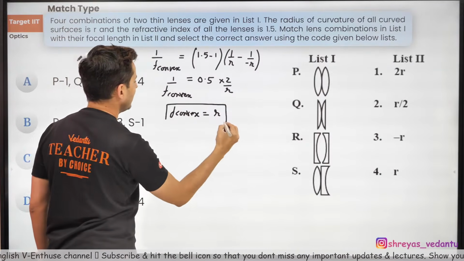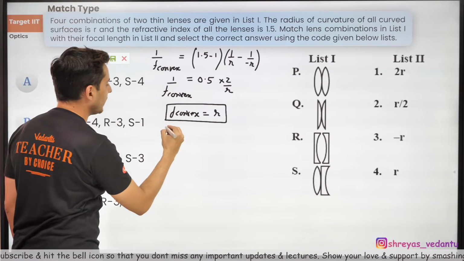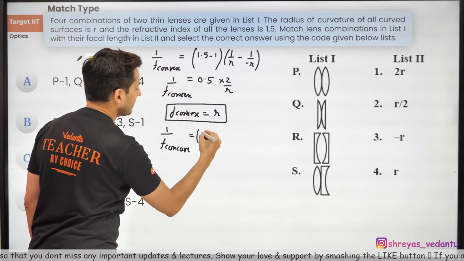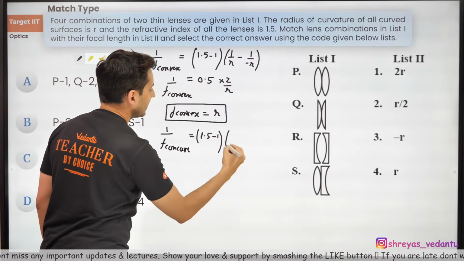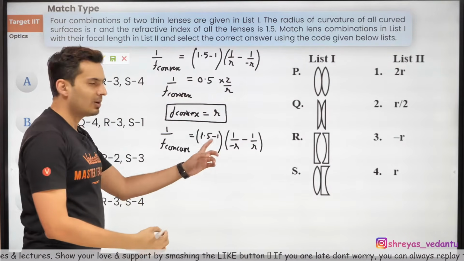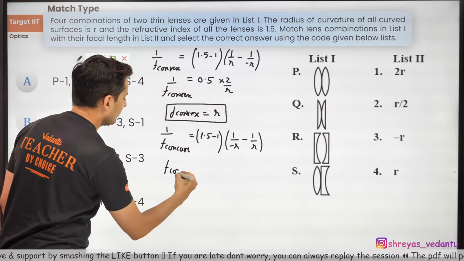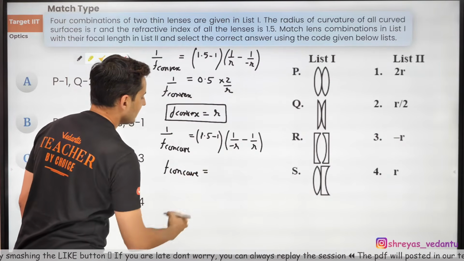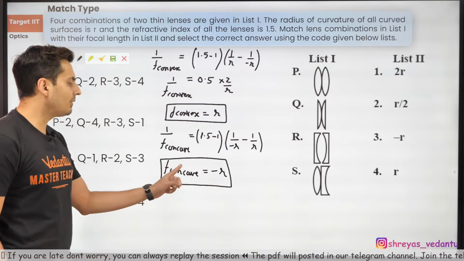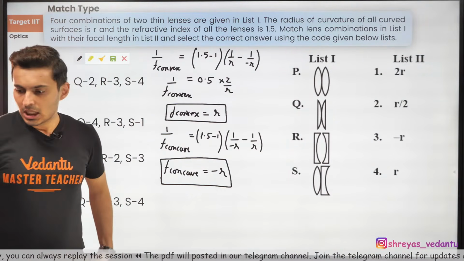So this is something which I'll keep in mind. Similarly, I will also need the focal length of the concave lens. So 1 upon f of concave lens will be again 1.5 minus 1, but this time it will be 1 by minus r minus 1 by plus r. So it will be negative, guys, for a concave lens. And if you do the same thing, you are going to get the focal length of the concave lens is going to be minus r. See if you guys understand it. This is only for one concave lens or convex lens. Everybody fine till here? Okay.